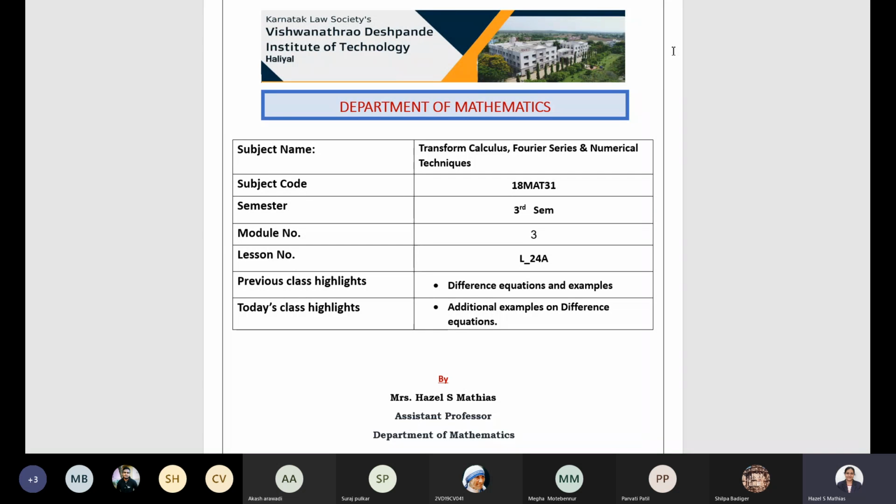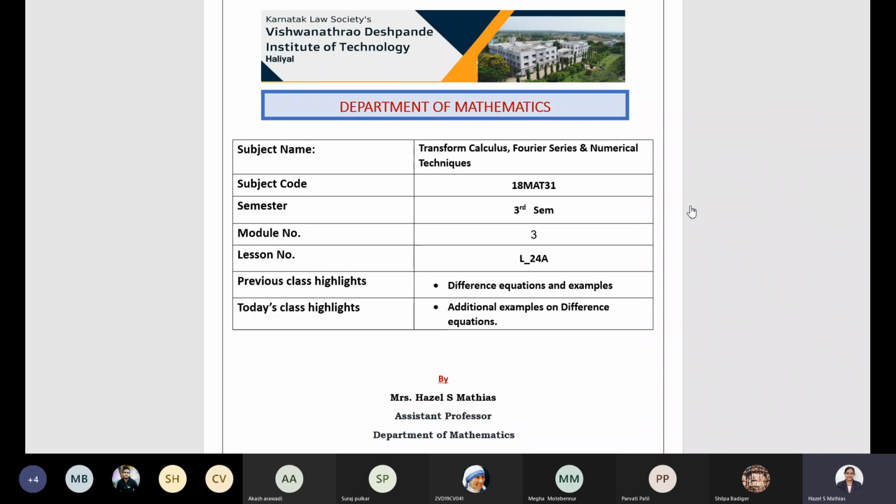In the previous session, we were discussing difference equations. What do you mean by a difference equation, and how to apply the Z transforms as well as the inverse Z transforms in order to find the solution of this difference equation? We are finding the solution of the difference equation. It is the same as how we used to find the solution of differential equations, ordinary and partial differential equations.